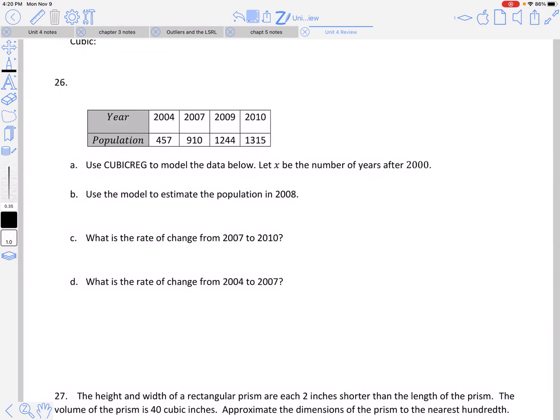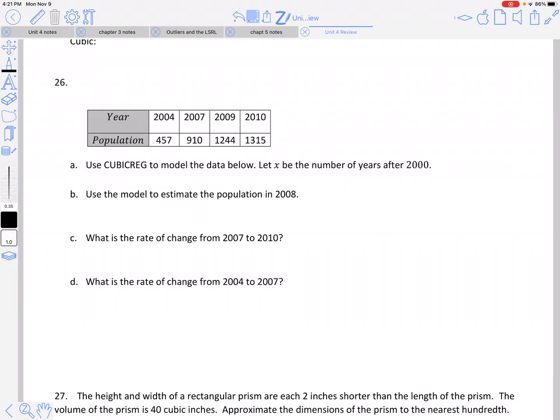Okay, use cubic to model the data below. Let x be the number of years after 2000. And again, I'm sorry, I haven't made the key for this yet. So I'm going to hurry. You can fast forward and wait till you see me write. But I'm going to hurry and put that in. I haven't done it yet, so sorry you don't get a watch, but it's not too fun watching somebody plug things into the calculator anyways.